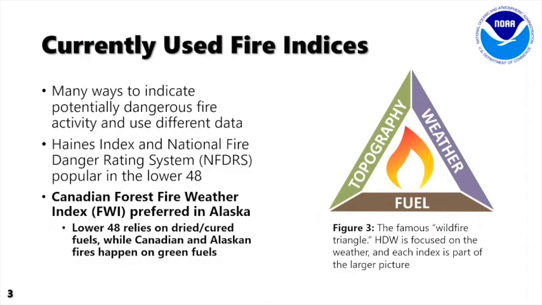There are many different ways to indicate potentially dangerous fire activity that use different sets of data. In the lower 48, the Haines Index and National Fire Danger Rating System are quite popular. However, in Alaska, we tend to prefer the Canadian Forest Fire Weather Index because of how different the fuels are. In the lower 48, a lot of the fuels tend to be dried and cured, whereas in your more Canadian and Alaskan fires, the fuels are generally still pretty green and have a lot of moisture in them, which leads to different fire behavior.